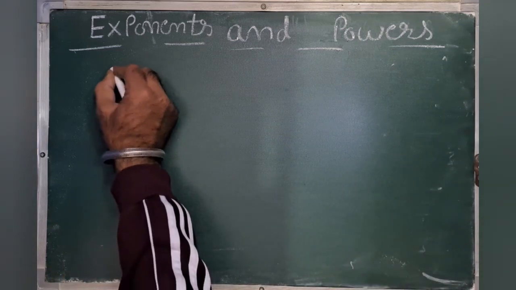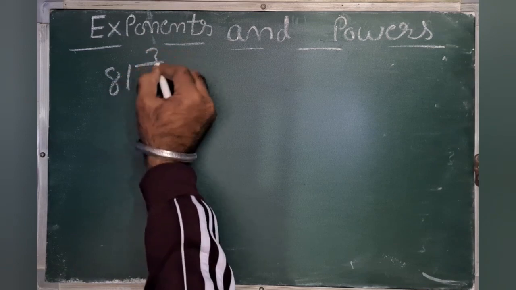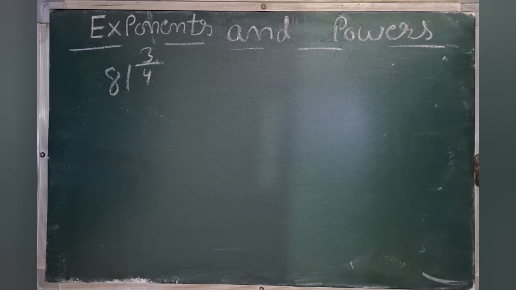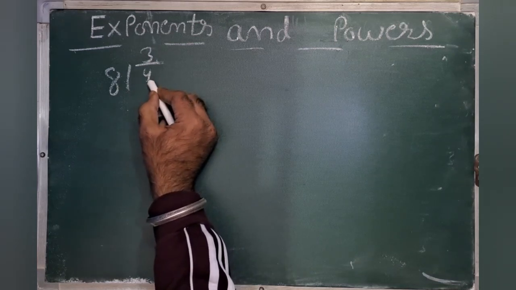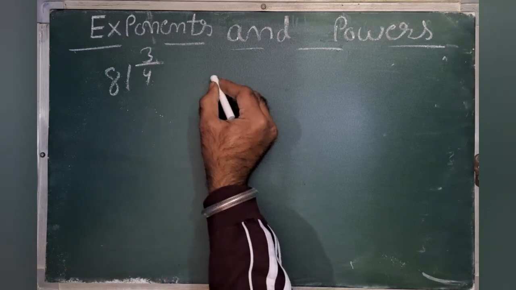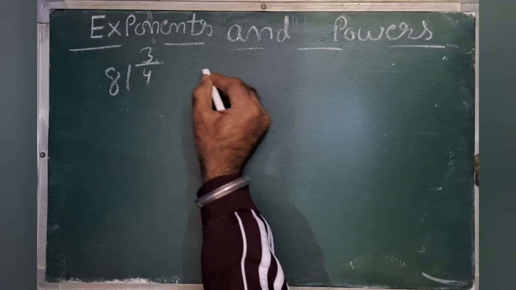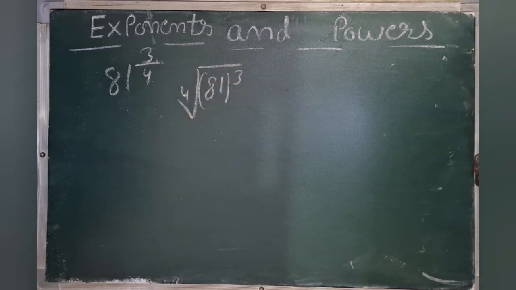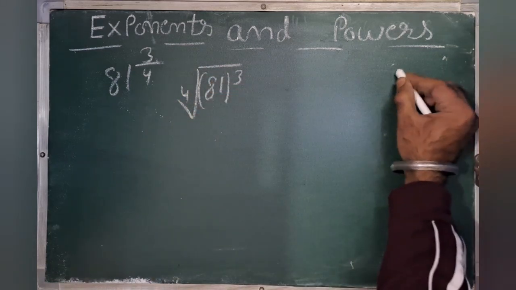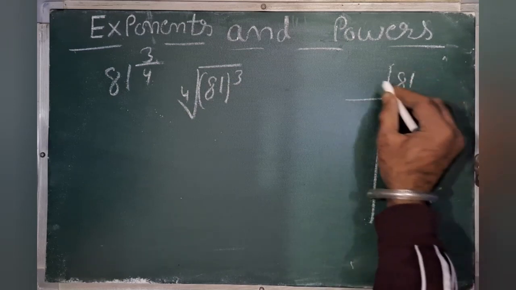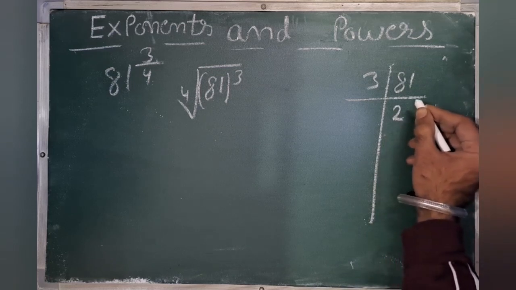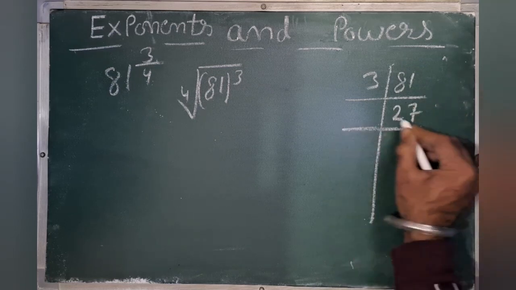Let's suppose 81 power 3 by 4. How do we solve this? In this, the denominator is 4, so we have to find the fourth root of 81, and the power is 3. So for the fourth root of 81, we find the factors of 81. First we start with 3: 3 times 3 is 9, 3 times 9 is 27, 3 times 27 is 81.